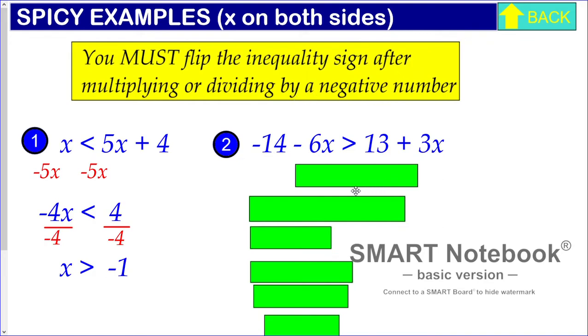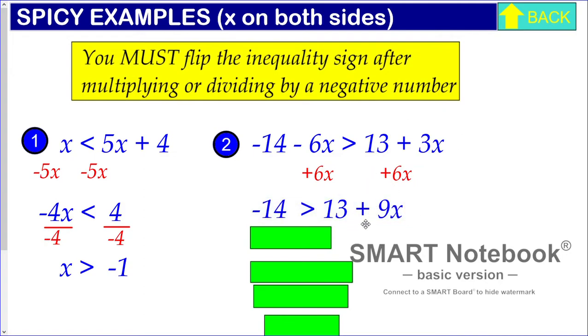Number 2, very similar to the previous examples we had when you have x on both sides of the equation. Now, which way should we move the x in this case? Let's add 6x to both sides. On the left, we'll be left with minus 14. And on the right, we'll have 13 plus 9x. 3x plus 6x is 9x. Now, subtract 13 on both sides.